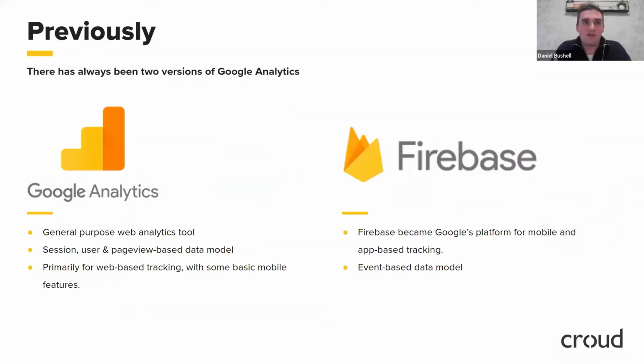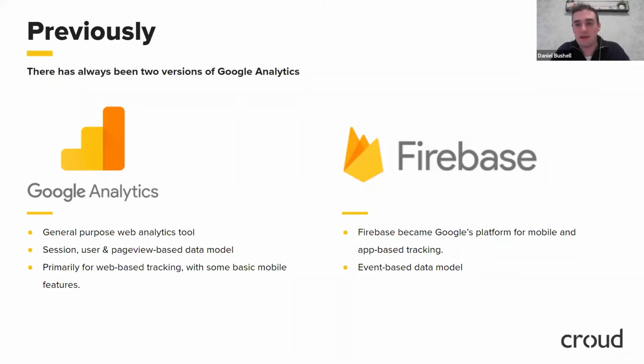Another good thing to understand is that there have always been two versions of Google Analytics. You've had Google Analytics, as we just went through, which was your general purpose web analytics tool, with a session, user, and page view based data model. It's primarily for web-based tracking and has some really basic mobile features. But on the other side of this, you also have something called Firebase. Some of you may be familiar with this, some of you may not, but for those of you who aren't, Firebase is Google's platform for mobile and app-based tracking. And this uses an event-based data model.